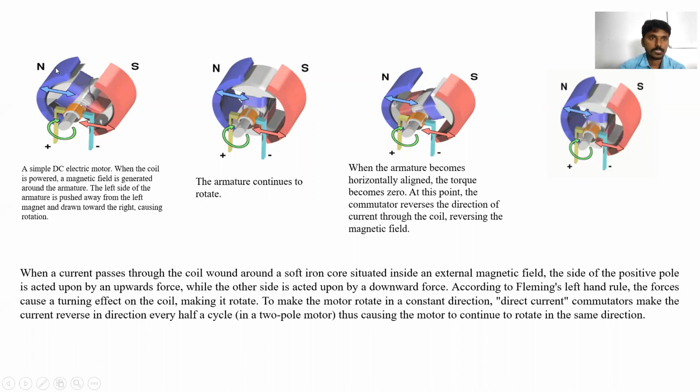This is the magnet, north pole and south pole. And this is the coil, this is the current carrying conductor. This current carrying conductor is placed in between the magnets. What will happen whenever we are giving the supply to this coil, which is placed in between the magnets? The force is experienced.